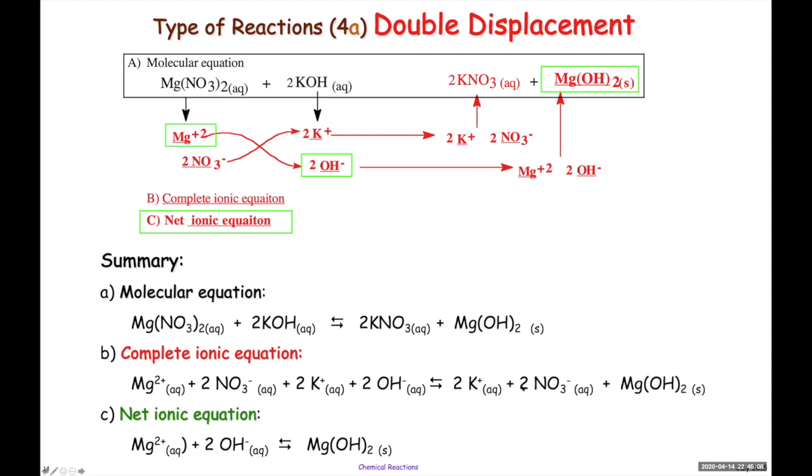And then you have your complete ionic equation, and then you have your net ionic equation. Your net ionic equation is subtracting the spectators. Okay, so hopefully that makes sense. If you guys need to rewind this video or go to the PowerPoint and watch that movie again, hopefully it will be clear.